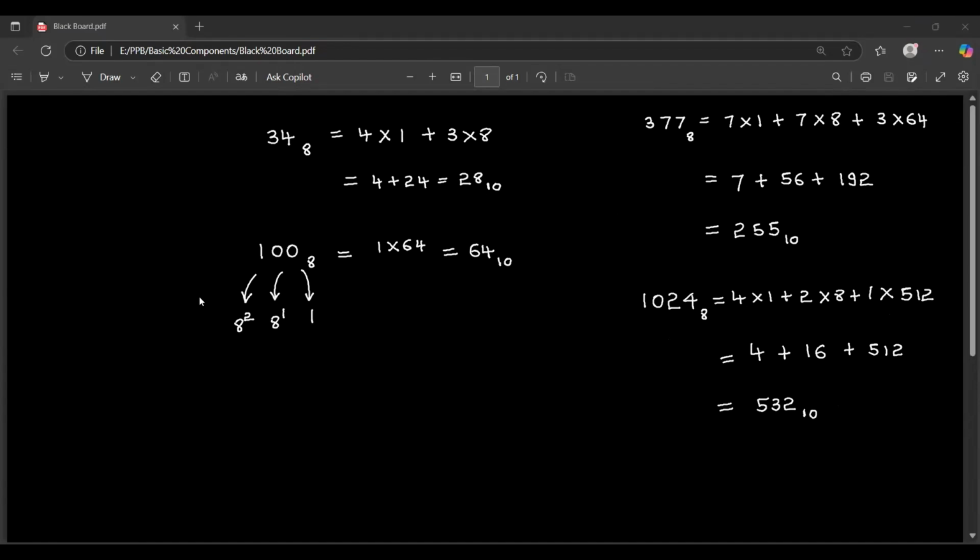Let's do one final question. What about 2047 to the base 8? This will be equal to 7 into 1 plus 4 into 8 plus 0 into 64 plus 2 into 512. So this will be equal to 7 plus 32 plus 1024. So the final answer will be 39 plus 1024, which is 1063 to the base 10. This is how you have to do it. This is only about integers. What if we face decimals?